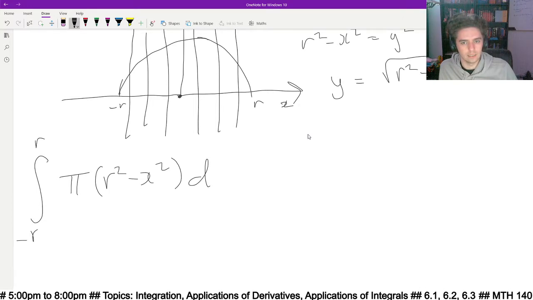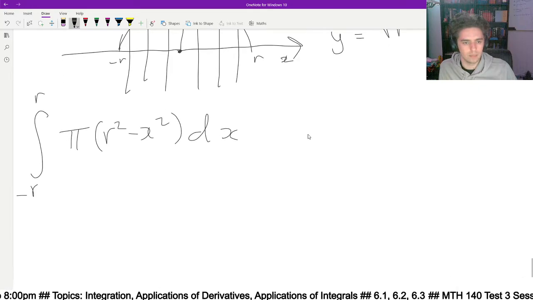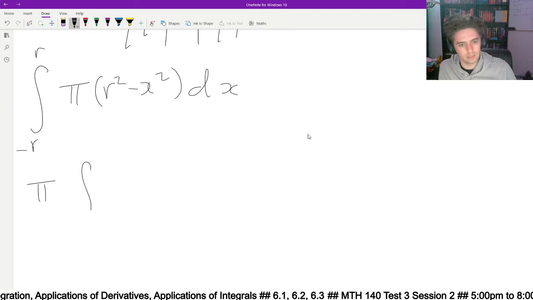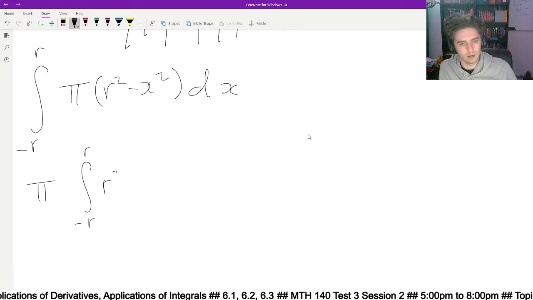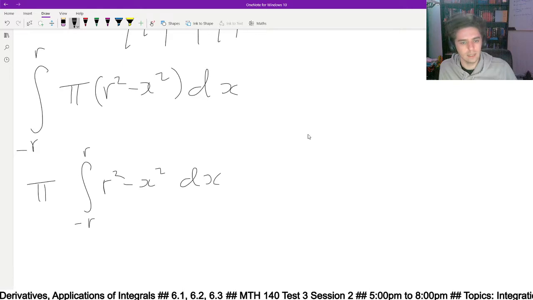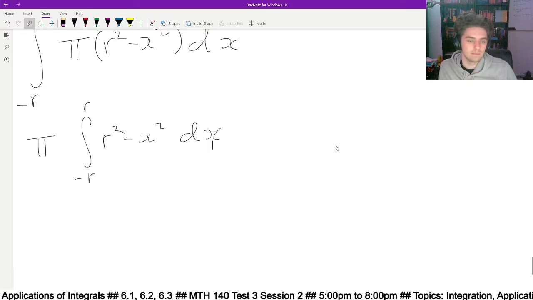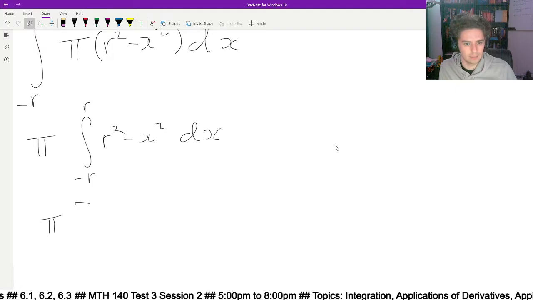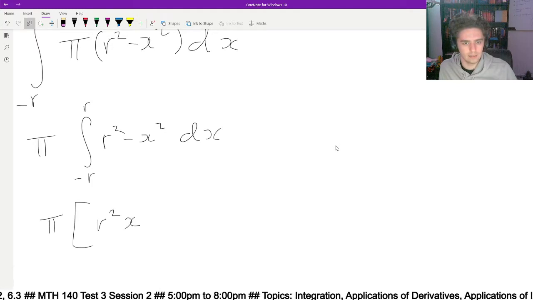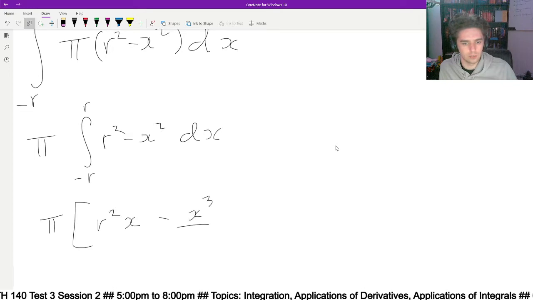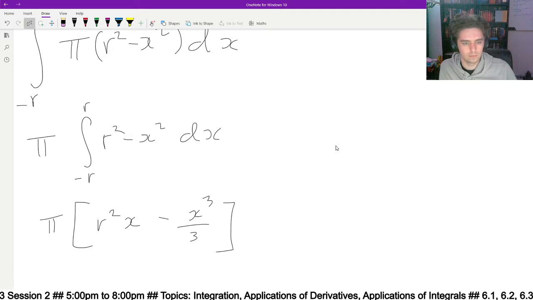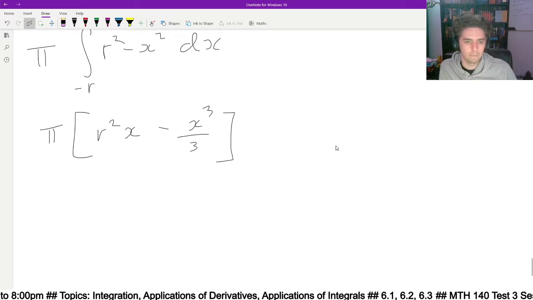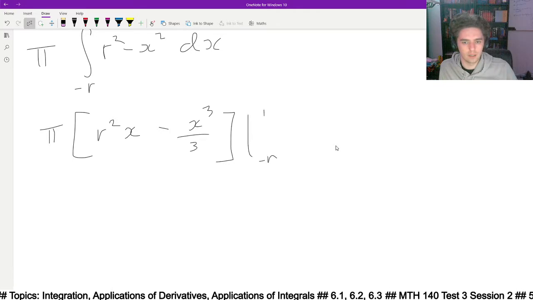Yeah, dx. Okay, so I can pull out the pi to the front. So it's pi times the integral from negative r to r of r squared minus x squared dx. And then integrate this with respect to x. This is going to be pi times r squared x minus x cubed over 3, evaluated from negative r to r.